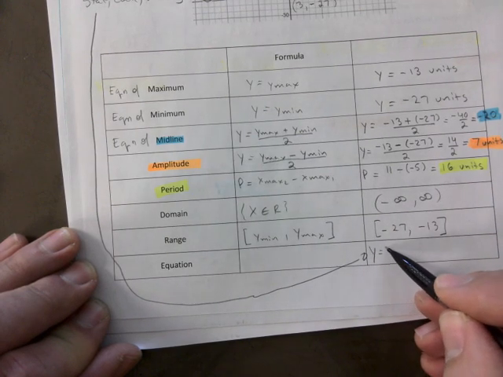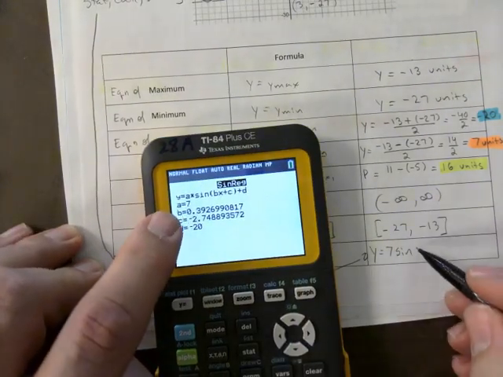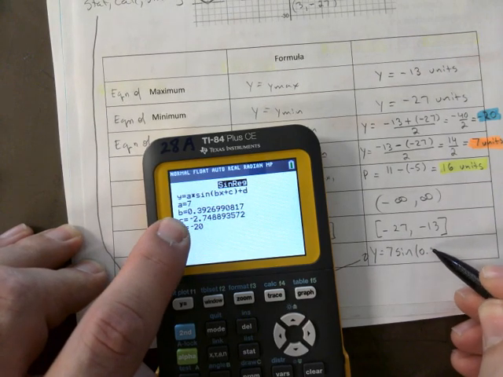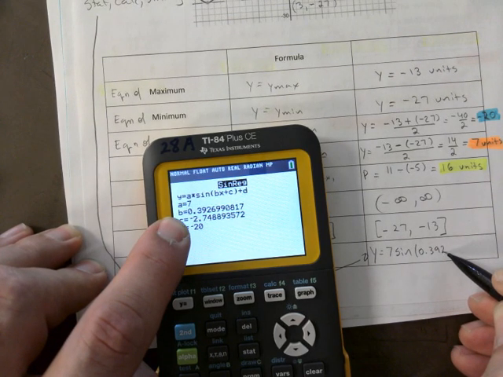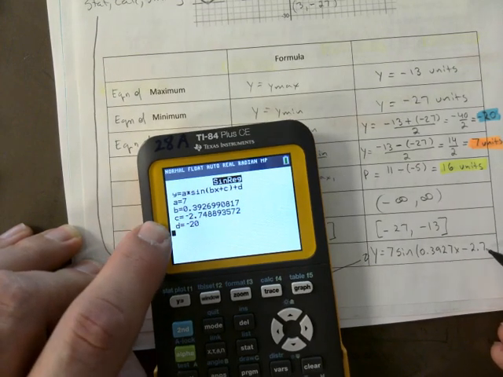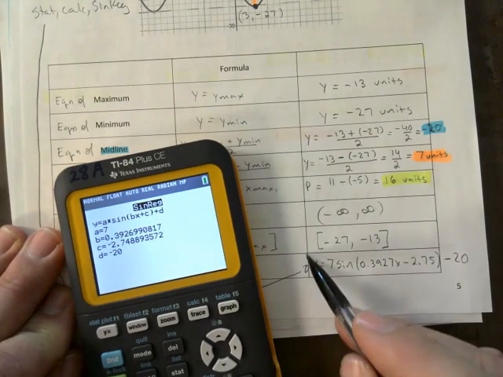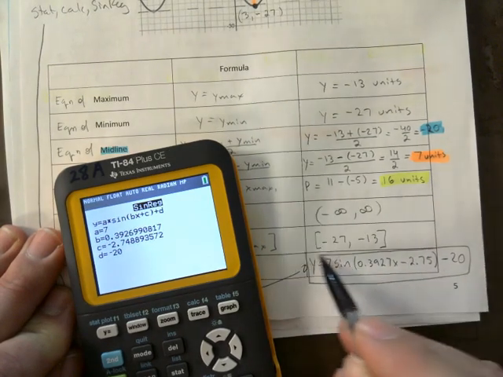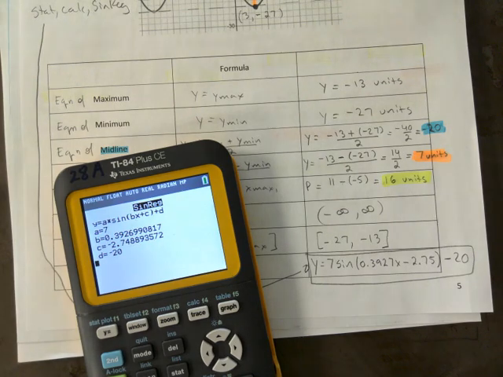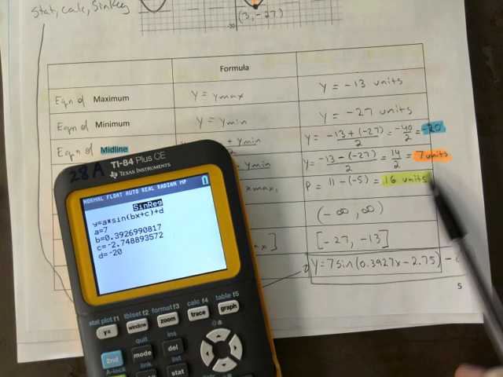Y is equal to 7 sine. Watch, I'm reading it off of my calculator. Can you please make sure you put at least 4 decimals into B? And I will explain more later why that's important. The rest I don't really care about. Minus 20. So sorry there. That's the equation that I got. This doesn't surprise us. That's our midline. This doesn't surprise us, we knew that it was 7. Amplitude is 7.